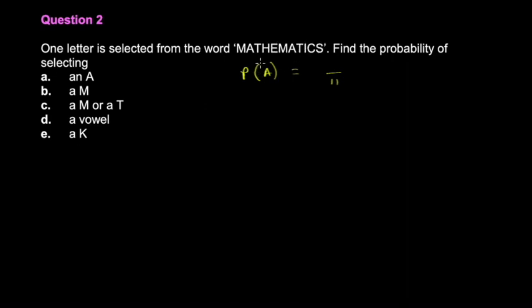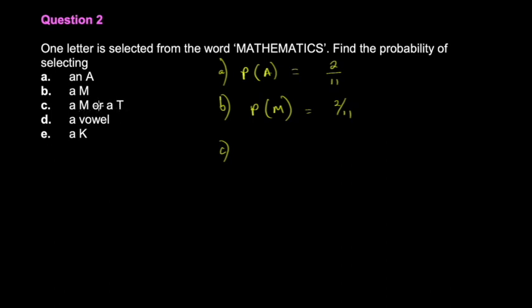Okay, so probability of picking an A, how many A's do you have? We just have 2, so this one will be 2 over 11. Okay, so this one is A, and then B, picking an M would be 2 over 11 again, since we have 2 M's, so you have this M and this M. Okay, so it's actually 2 over 11. The probability space is not really changing, but this is not always the case. Hopefully we'll get more complicated examples where you can see that.